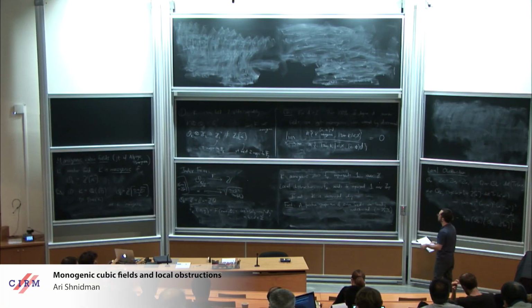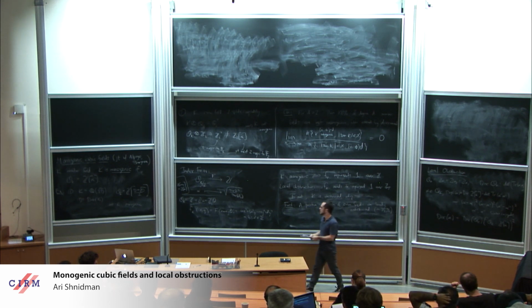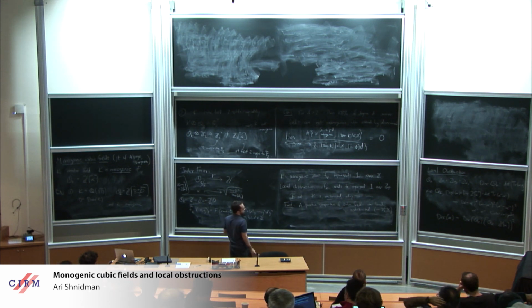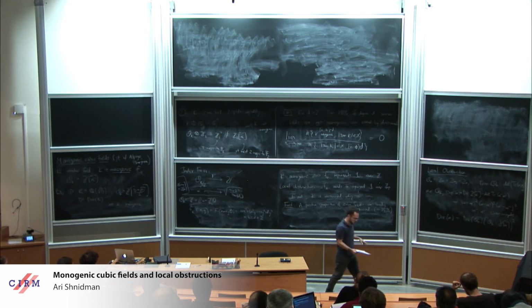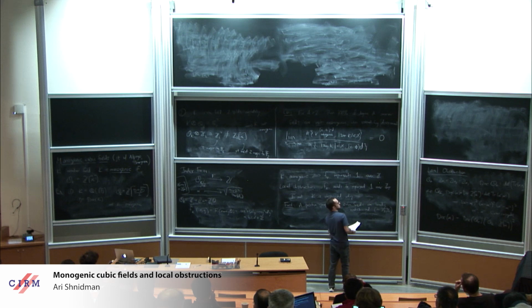So you might hope that 100% of cubic fields are locally obstructed in this sense, and that would prove the conjecture, but it's not true. Most of them are locally unobstructed. They potentially could be monogenic if you only looked at local behavior. Okay, so we'll go over here.